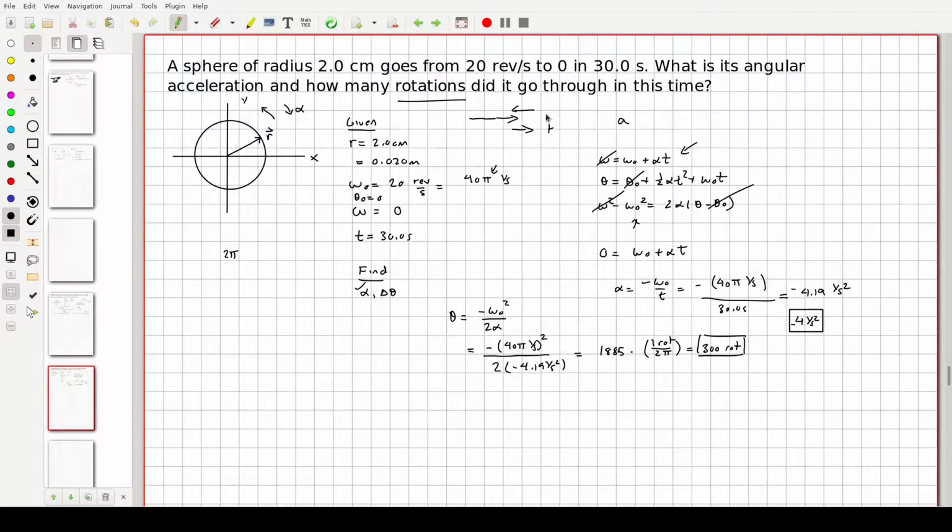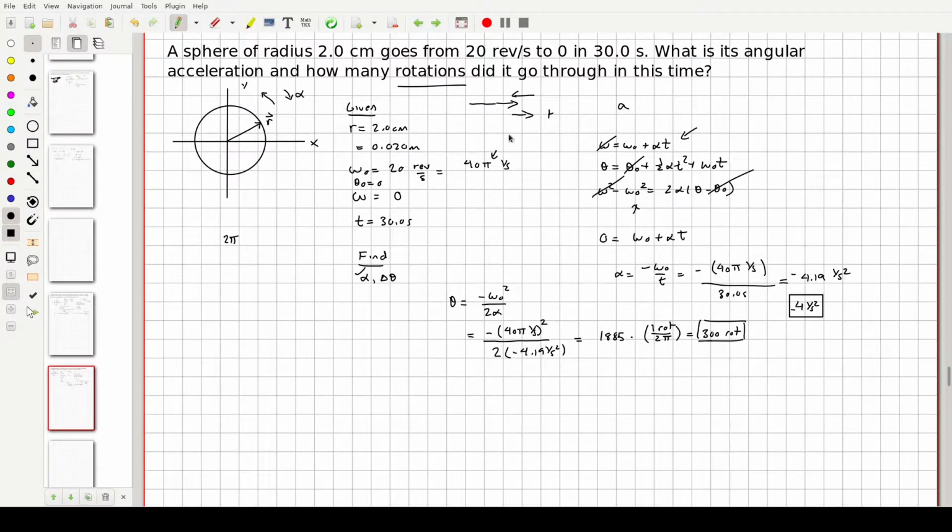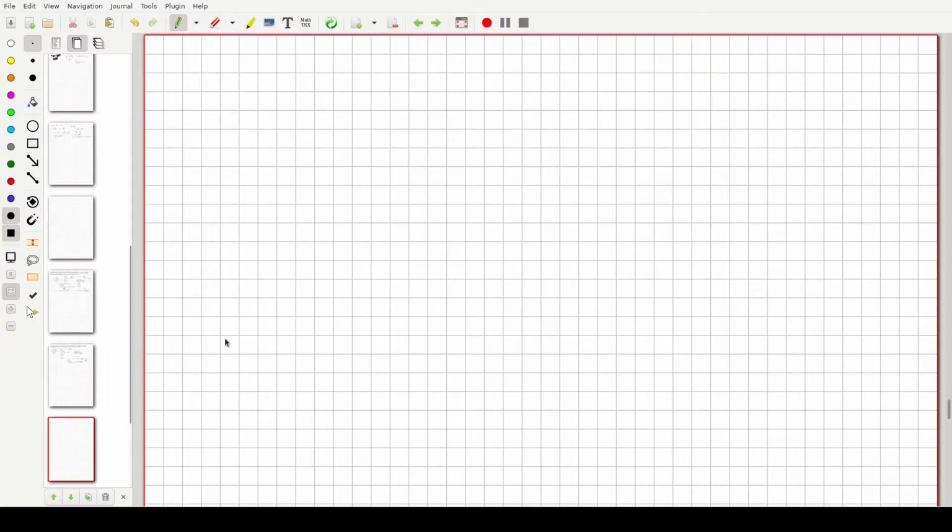Now, as you can see, these problems are almost identical to one-dimensional motion that we learned back in chapter 3. That said, one big application that you see for this sort of stuff is something called rolling without slipping.